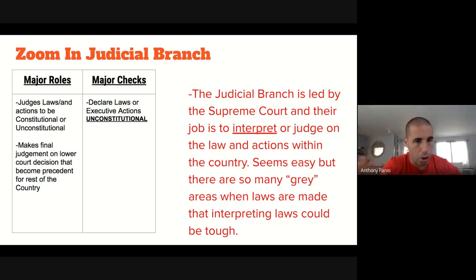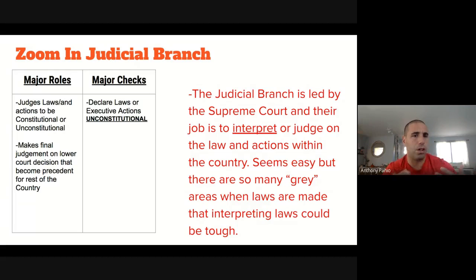So I often use constitutional and legal in the same breath, and I'll also say unconstitutional and illegal in the same breath. Okay? But essentially what they're saying is if something is constitutional or unconstitutional, if it's legal or illegal. And that's the judicial branch's job.